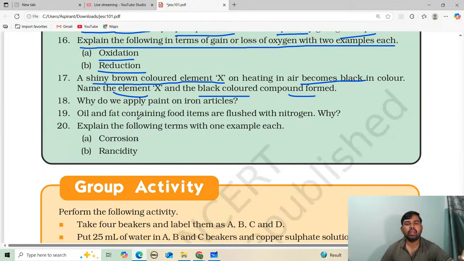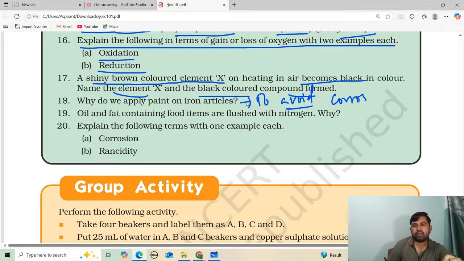Question number 18. Why do we apply paint on iron articles? Simple, the answer is right here. To avoid corrosion, or we can say rusting.